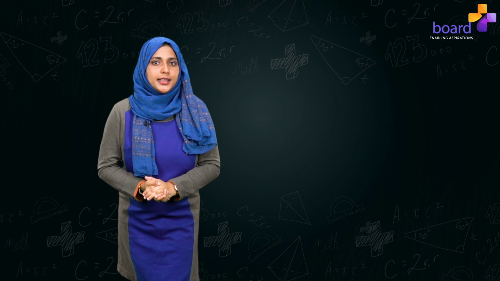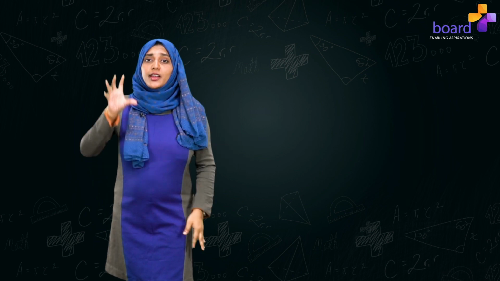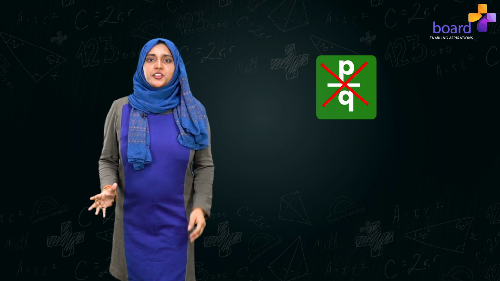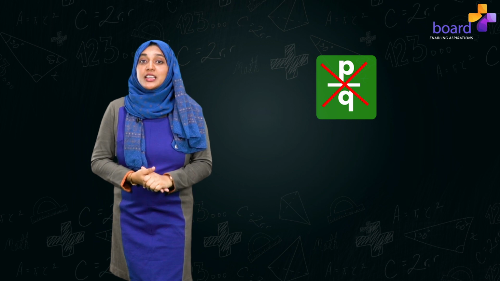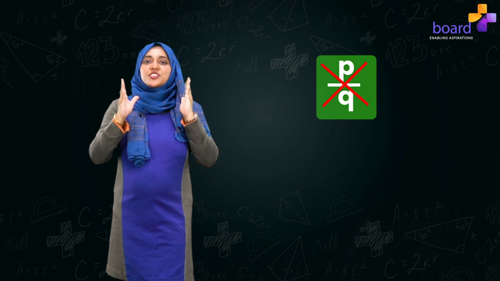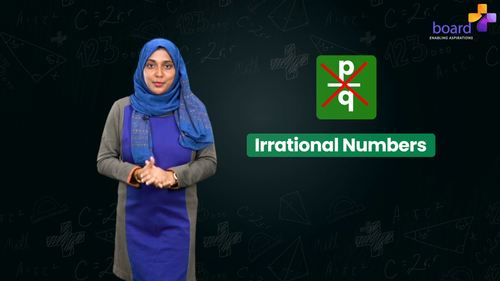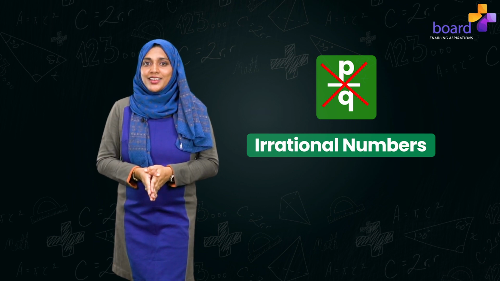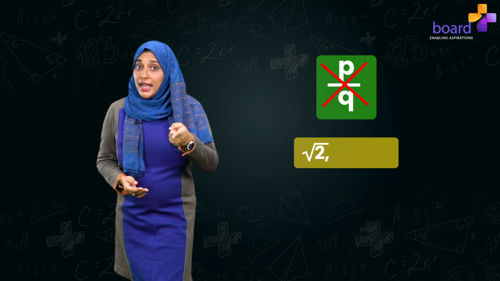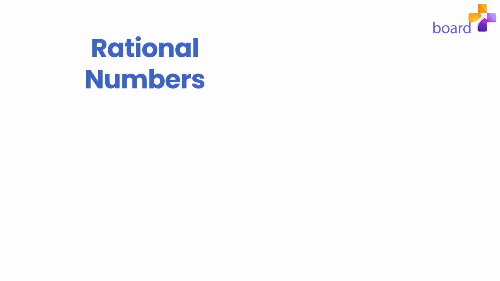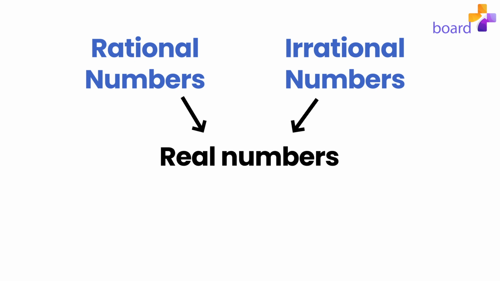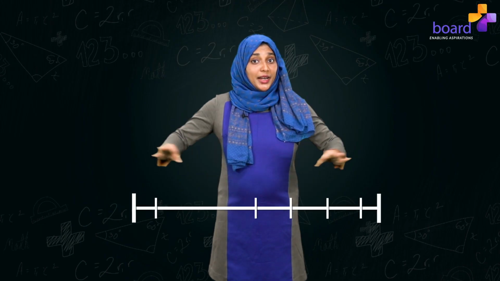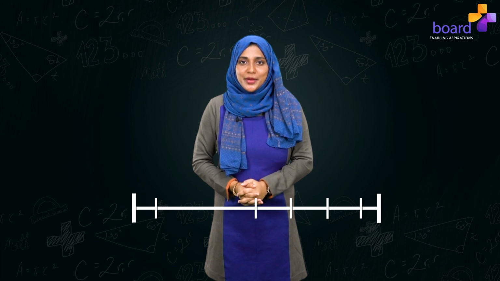In the field of advanced mathematics, mathematicians found that there are a few numbers which cannot be written in the form of p by q, where p and q are integers and the denominator is not equal to 0. Such numbers are called irrational numbers. Can you give me some examples? Examples like √2, pi, √3, etc. Rational numbers and irrational numbers together make real numbers and it is denoted with the symbol capital letter R.